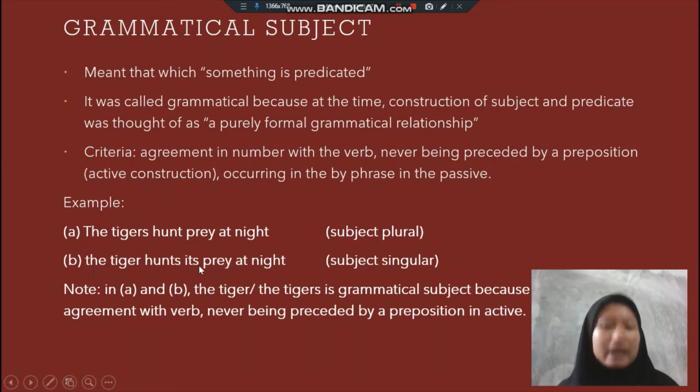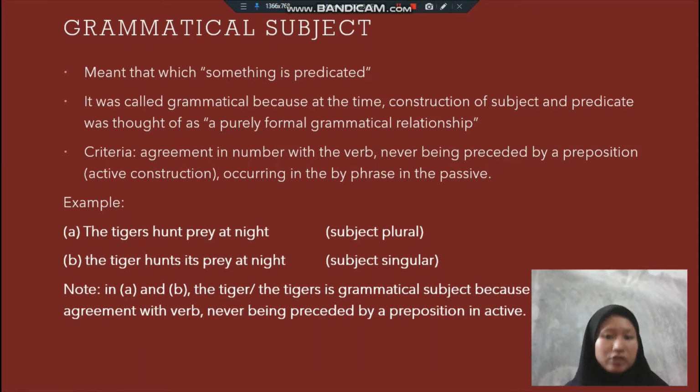The tiger hunts. So based on this explanation, the tiger or the tigers is the grammatical subject because it always has agreement with the verb, as I mentioned before, and it is never preceded by any preposition in active construction, because both of these sentences are active constructions.